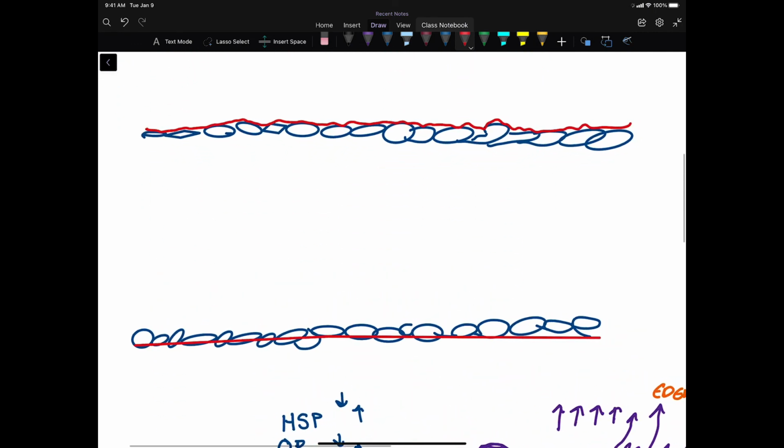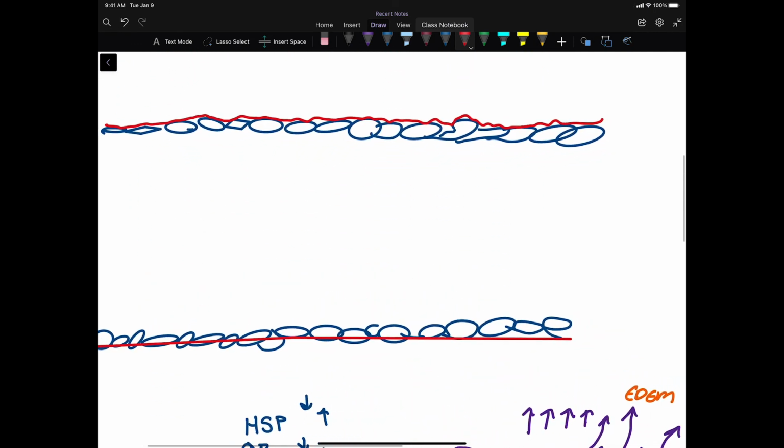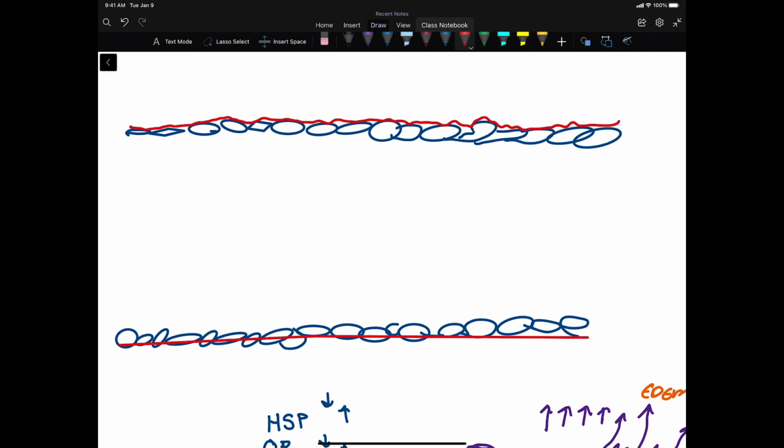Now we're going to talk about the meat and potatoes of this entire lecture, which is the hydrostatic and the oncotic pressure. So let me just cue up this slide really quick, and then we will get going on it. Okay, here we go. Let's get into the meat and potatoes.